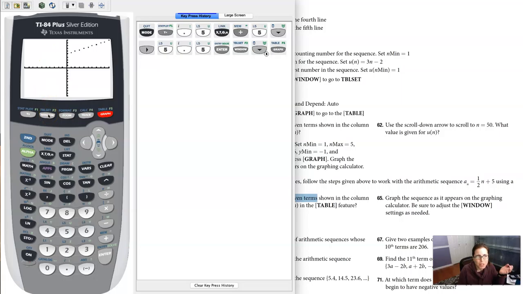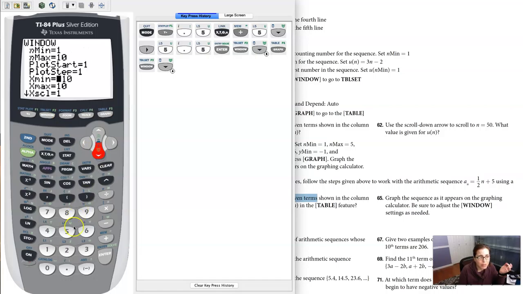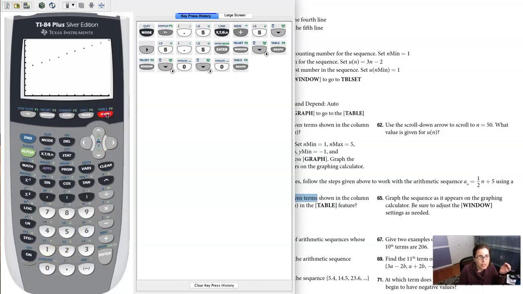So let me adjust my window. I'm going to go from 0 to 10 and 0 to 10 in the x and y direction. So let me go 0 to 10 here, and then scroll down here and go 0 to 10. Let's see, that's looking a little better. I actually could even cut it off a little bit, right? I don't technically need this lower chunk here.